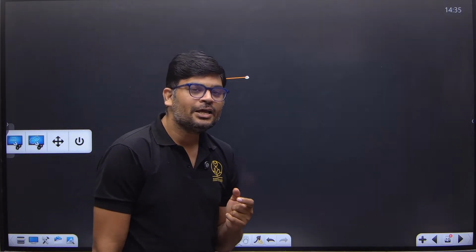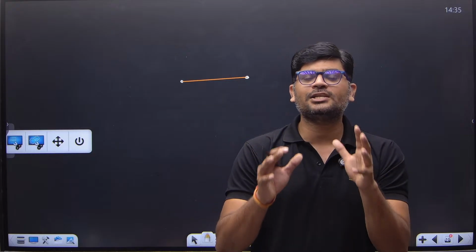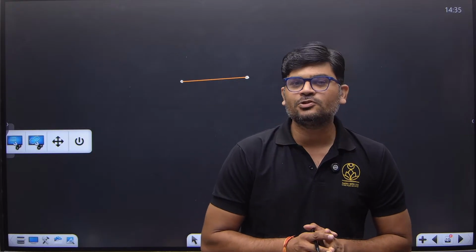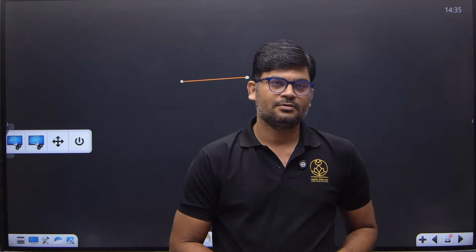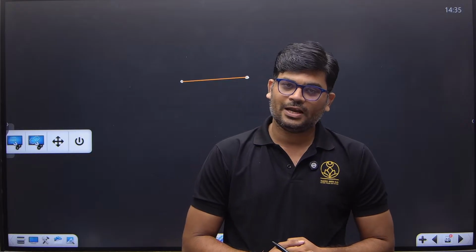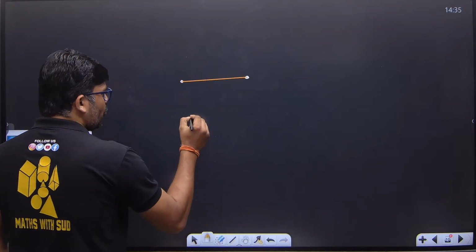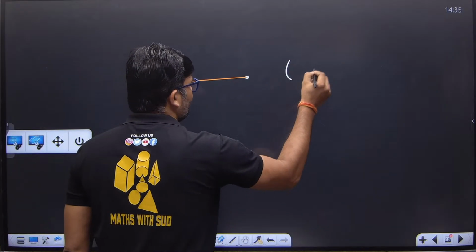Having said that, if there are 2 points given to you, how many lines can pass through them? Only a single line. Only one. One line. So let us say you give me any 2 points, coordinates of 2 points.